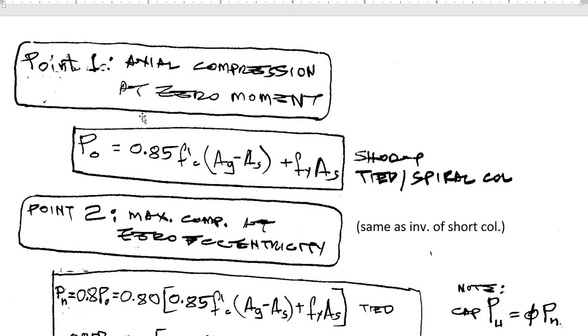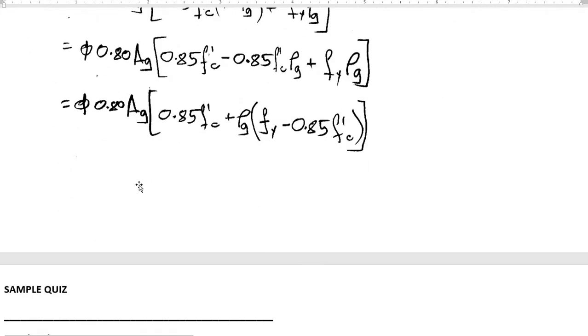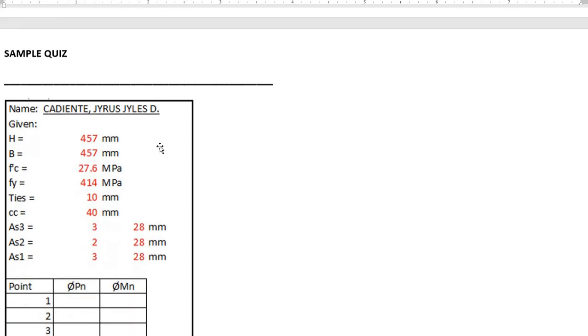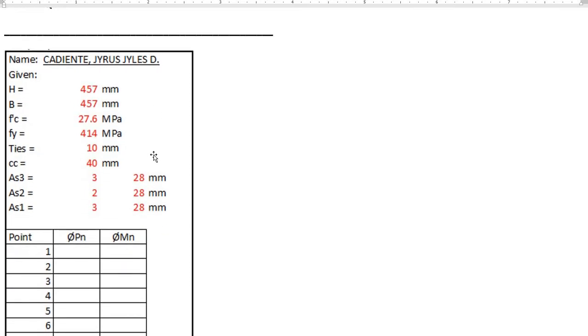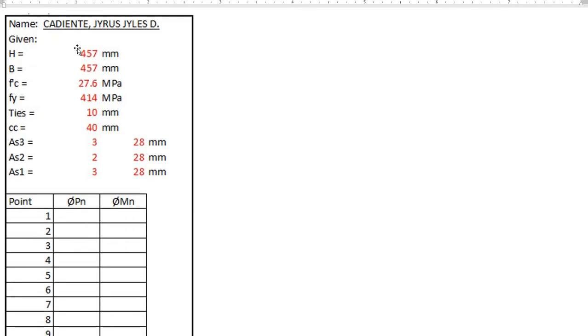Now let's solve point 1. Okay? So madali lang yung point 1 tsaka point 2. Yung point 1, diretso na tayo sa sample quiz. So ganito yung magiging homework ninyo. Magbibigay ako ng given. Ayan. The red is given 457 times 7.6. Yan yung concrete. Fy is 414 times and then clear cover. And then AS3, AS2, and AS1. Take note of AS3 and the numbering AS2 and 1.